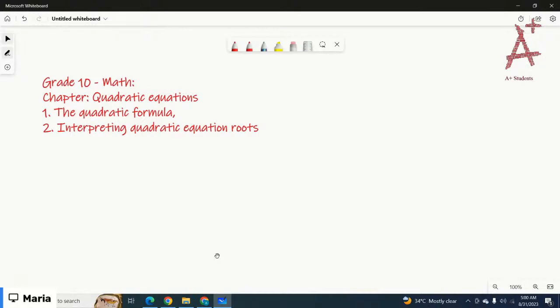We are here for grade 10 math. So we're working on the book Principles of Mathematics grade 10. The chapter we're working on is quadratic equations, and the lessons we're going to start with are the quadratic formula and interpreting quadratic equation roots. The quadratic formula lesson we started in the last session, so we're going to continue the same lesson.